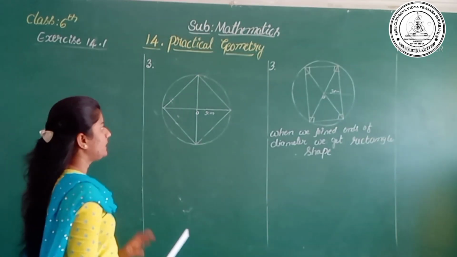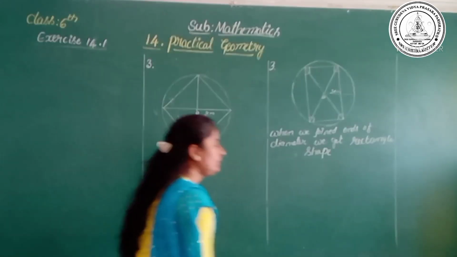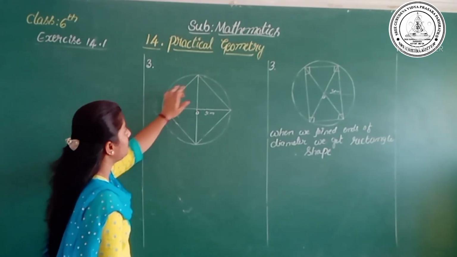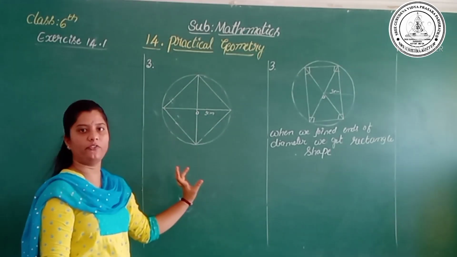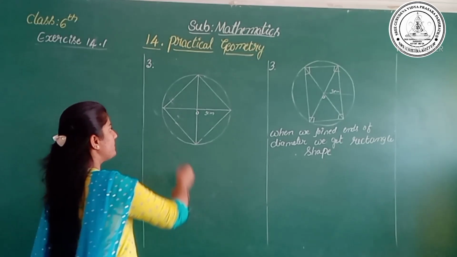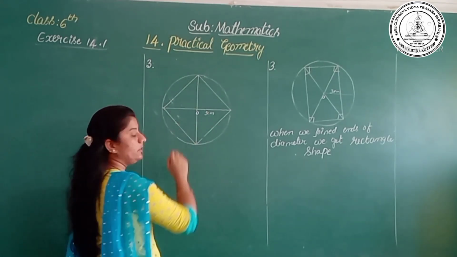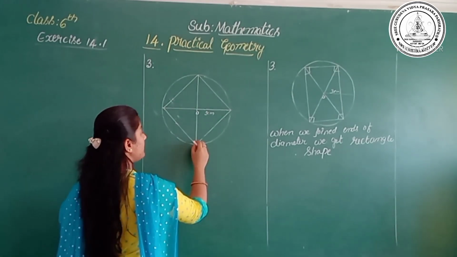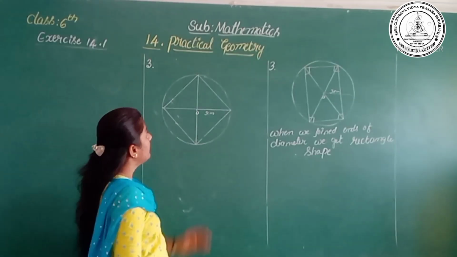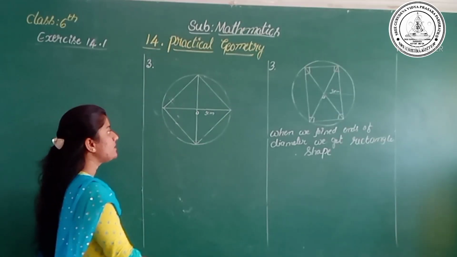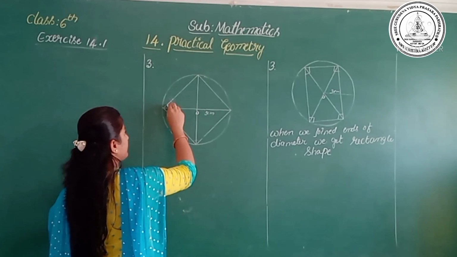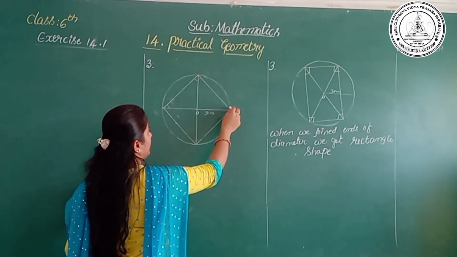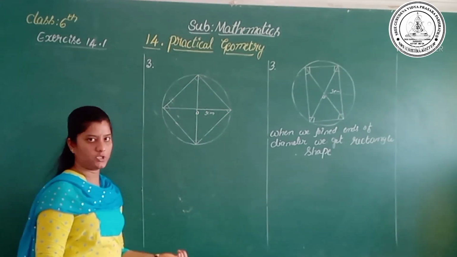Yes, so now you may see here, you will observe it is the shape of a square, right? You may observe all four sides have equal length and each angle between these measures 90 degrees. So it can be said to be a square shape, right?